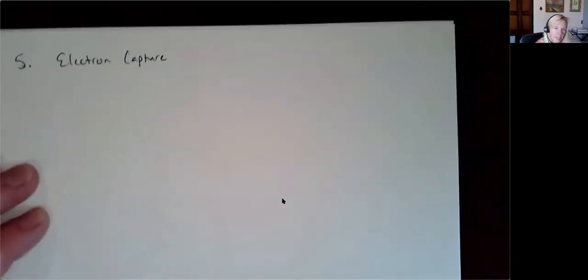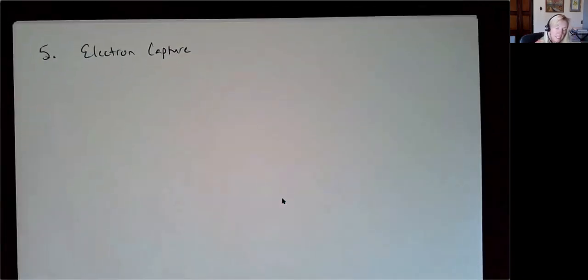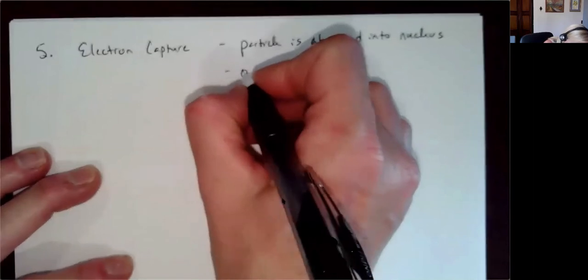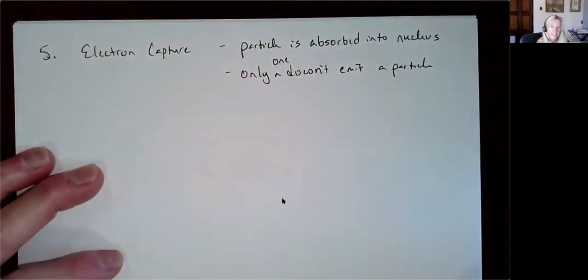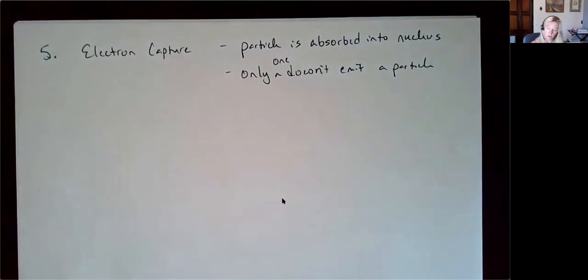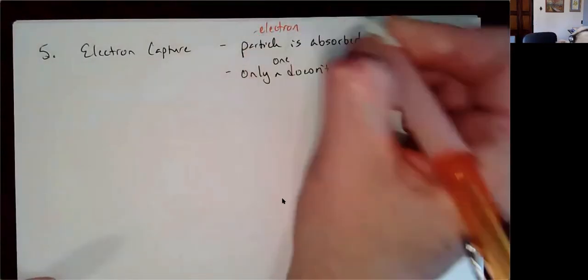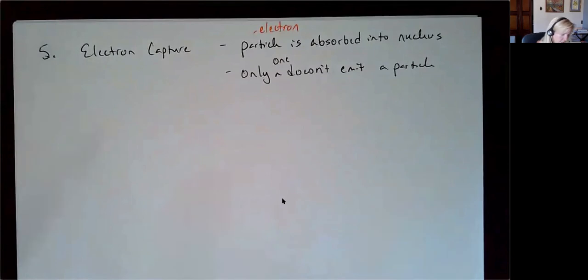Our last one is electron capture, and it's exactly what it sounds like. This happens when an electron is pulled into the nucleus. This is the only type of radioactivity that doesn't emit anything. In this case, a particle is captured. That particle is an electron. So not adding any mass, but adding a charge in.